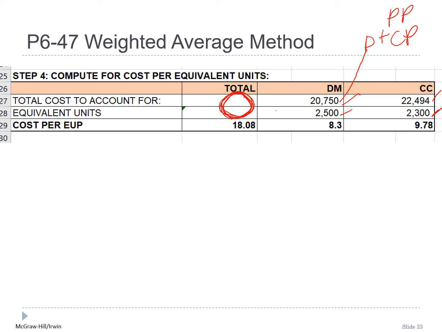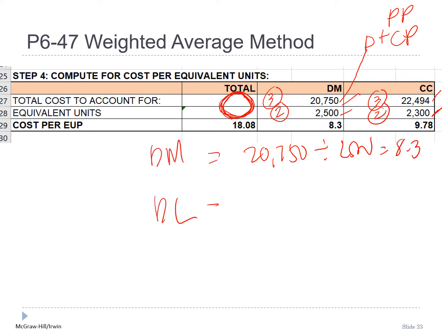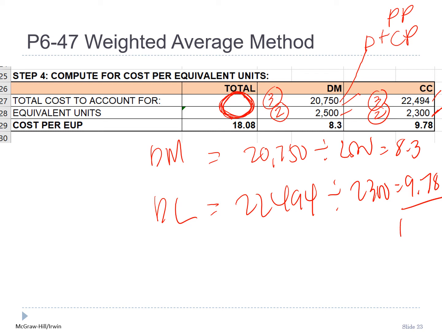So, yung EUP galing dun sa step 2. So, ito galing sa step 3. Yung 25 galing sa step 2. Yung 22,494 galing sa step 3. Yung 23 is galing sa step 2. So, pag dinivide, 20,750 divided by 2,500, yan yung 8.3. So, this is for direct materials. For conversion cost, that's 22,494 divided by 2,300, that is 9.78. So, if we add 8.3 and 9.78, that's 18.08. So, dun na-compute yan.